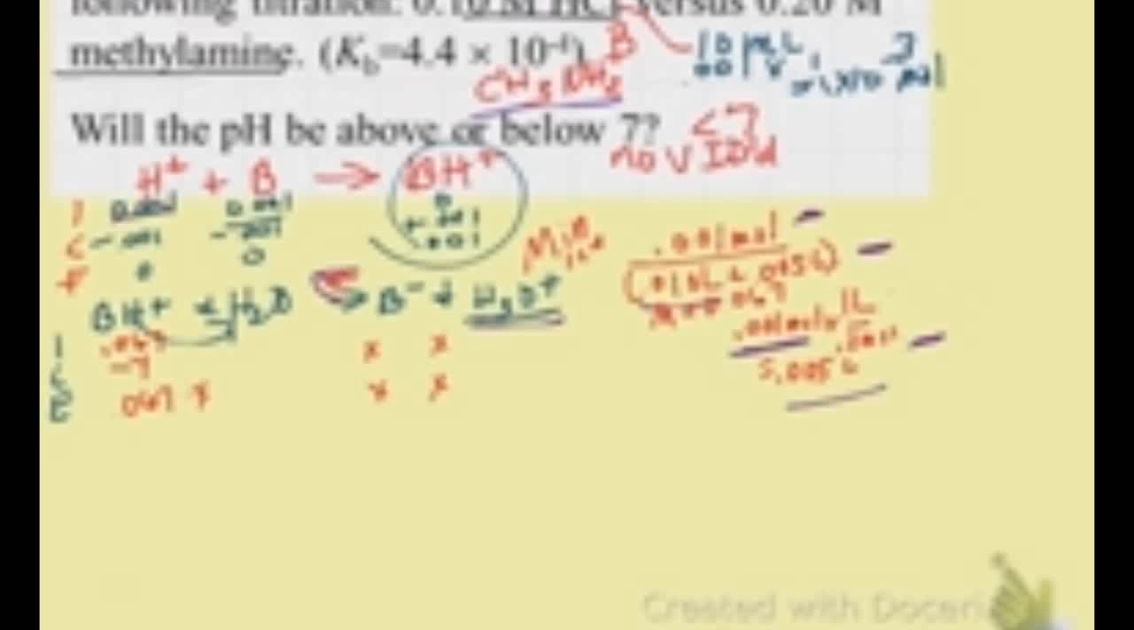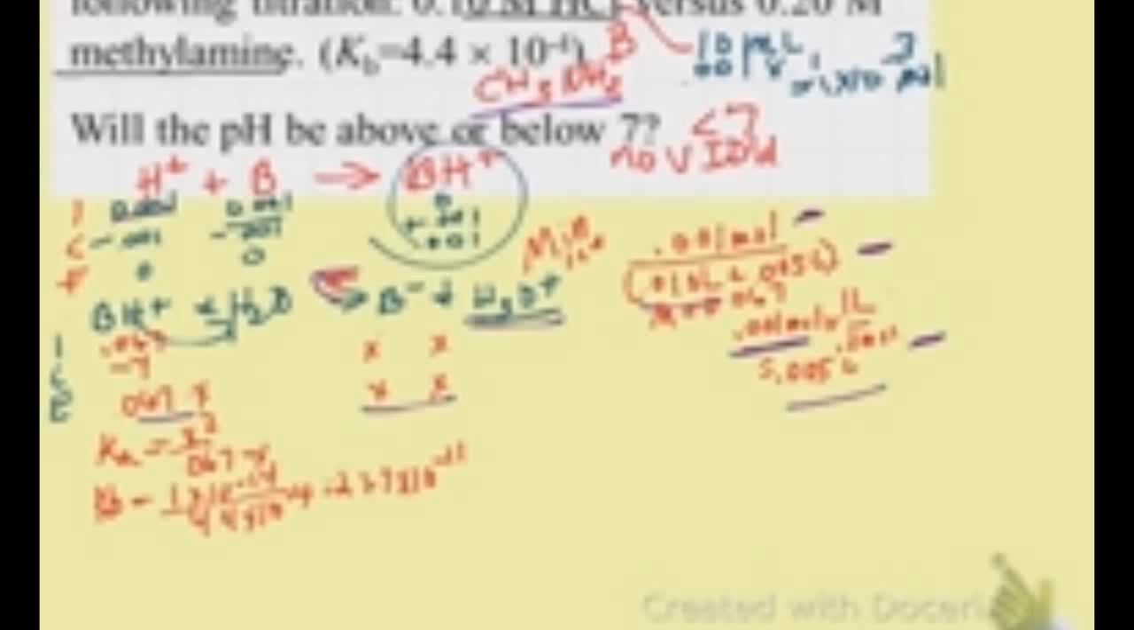I have no conjugate base to start with, and no H3O+. I'm going to lose X and gain X. So now I have a typical ICE problem. I need a Ka. I'm given a Kb. So I need to figure out my Ka from it. And I'm going to set that equal to x squared over 0.067 minus x.